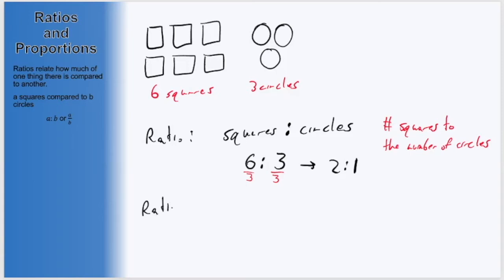In addition to using a colon, we can also write ratios as fractions. So if we want to write the ratio of the number of squares to the number of circles here, the number of squares would be our numerator, while the number of circles would be our denominator. Using the numbers we have in this example, we would get 6 over 3. And as you might expect, we can simplify this fraction by dividing by the common factor 3, giving us the simplified fraction 2 over 1. Which we can just think of as 2, which we can interpret as there being twice as many squares as there are circles.